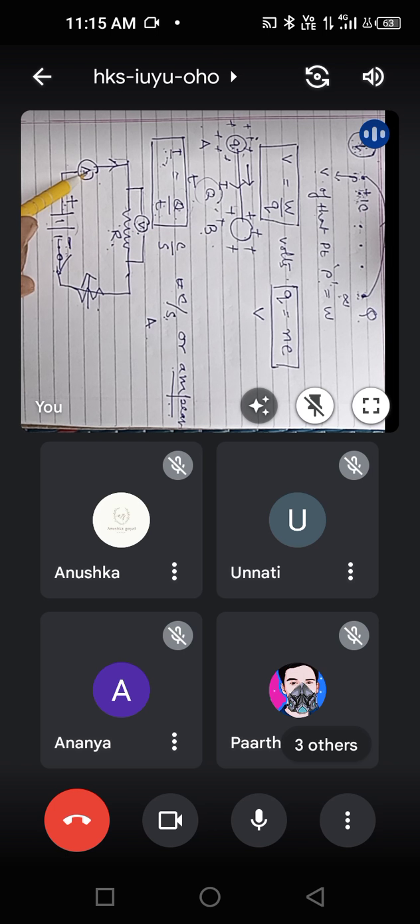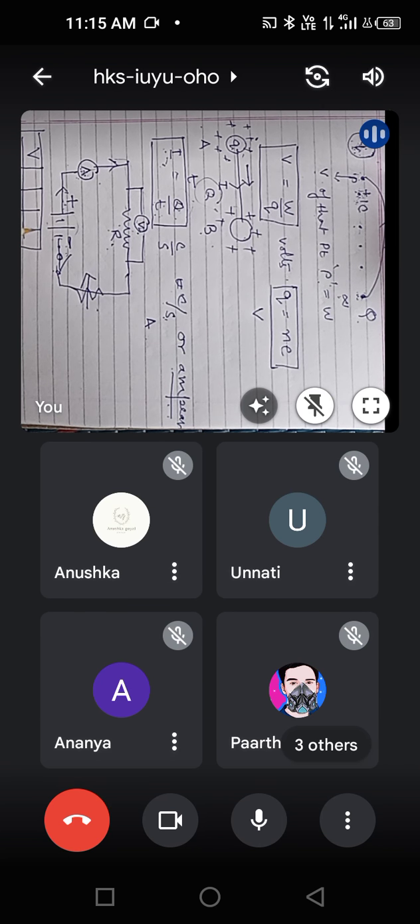Here the reading changes, here the reading also changes. So V changes, I also changes. If there is a change in V, there is a change in I, right? So if V changes, I changes. So this is recorded, right? So in an electrical circuit, if I changes, V also changes.